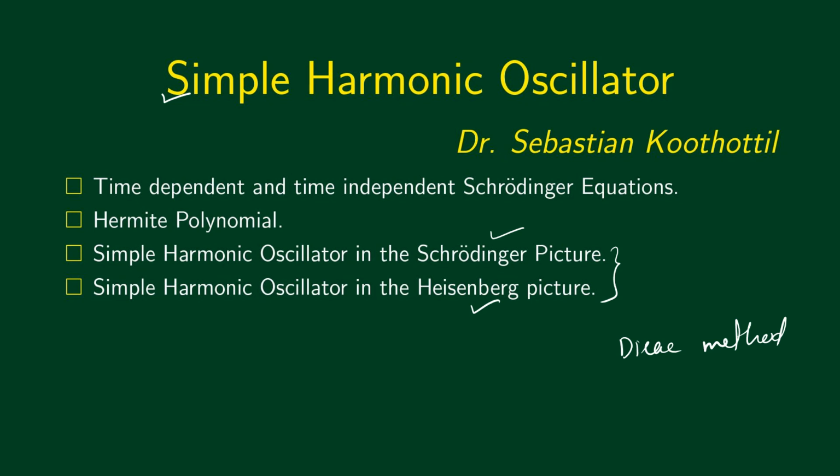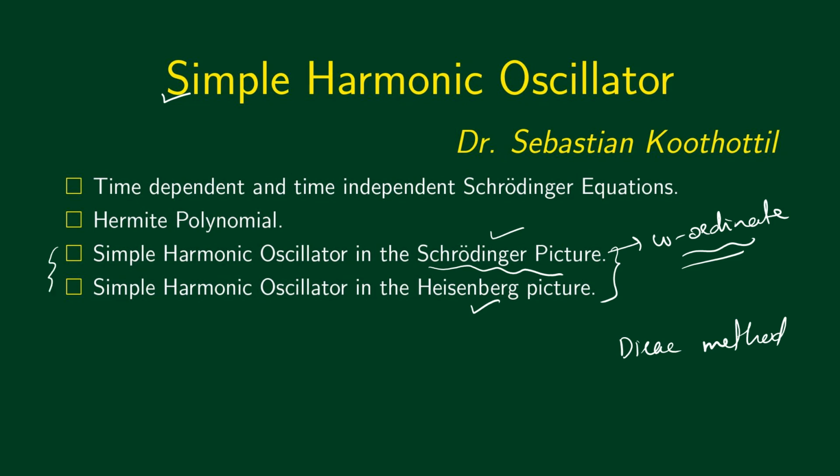So we'll look at the simple harmonic oscillator problem in the Schrodinger picture as well as in the Heisenberg picture. Now in the Schrodinger picture, we'll be specifically working in the coordinate representation, or the position representation, which means that we'll be writing the Schrodinger wave equation and we'll try to solve it. By solving it, we'll get the energy eigenvalues as well as the energy eigenfunctions, and then we'll see how it evolves in time.